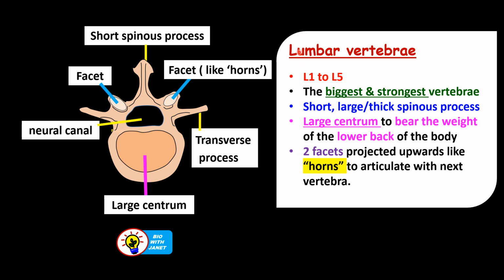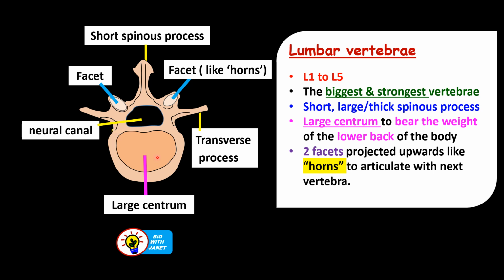Now let's go on to the lumbar vertebrae. So there are 5 lumbar vertebrae, L1 to L5, and they are the biggest and strongest vertebrae compared to thoracic vertebrae and cervical vertebrae. So the spinous process may look short, but actually it's thick and large. It extends backwards. Then it also has a large centrum.